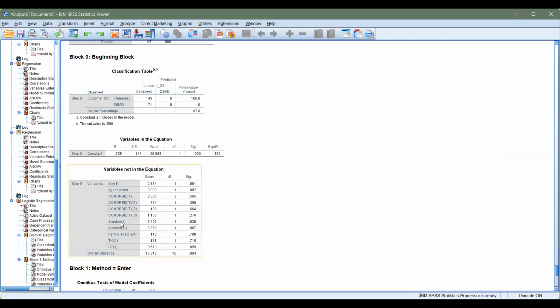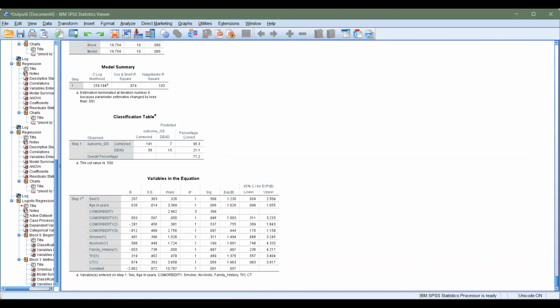Like smoking is significantly associated with, what? Smoking, lung cancer. But alcohol, though it is not significantly associated, is coming to something like 3.36 times. So let's go down in the enter method.